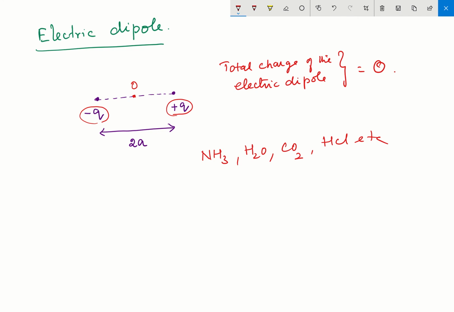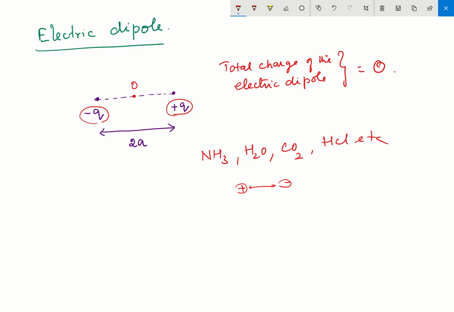Why? How can you say? Because in these molecules, the center of mass of the positive charge and the negative charge differ. For n number of positive charges, n number of negative charges will be there. The centers of mass of all the positive and the negative charges are separated by a very small distance. Hence you can say that they are electric dipoles. Are you following? Right.